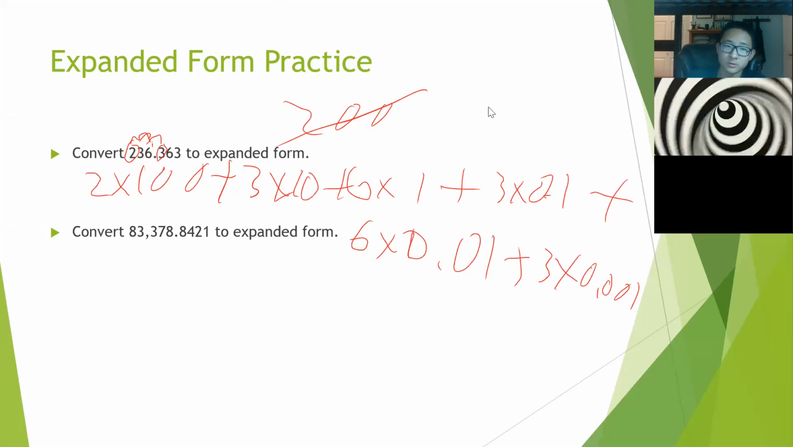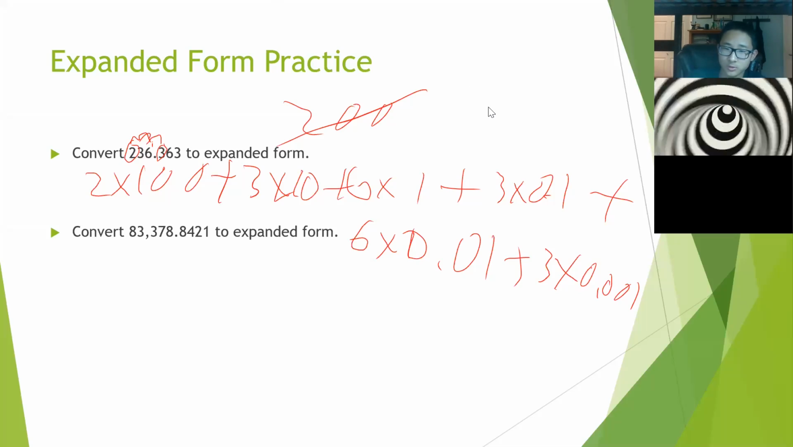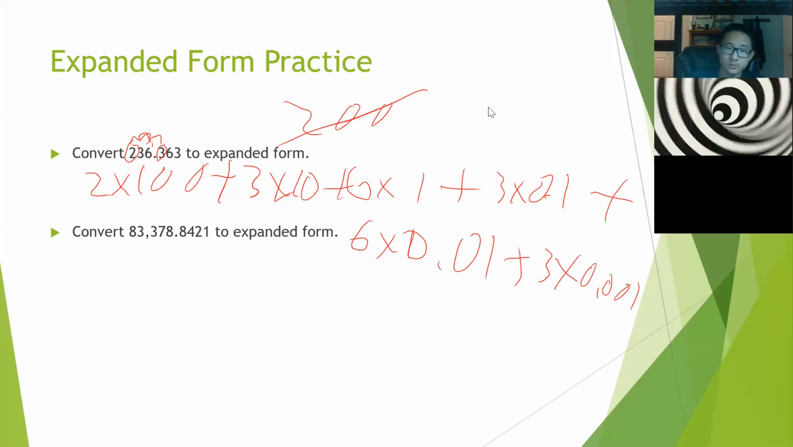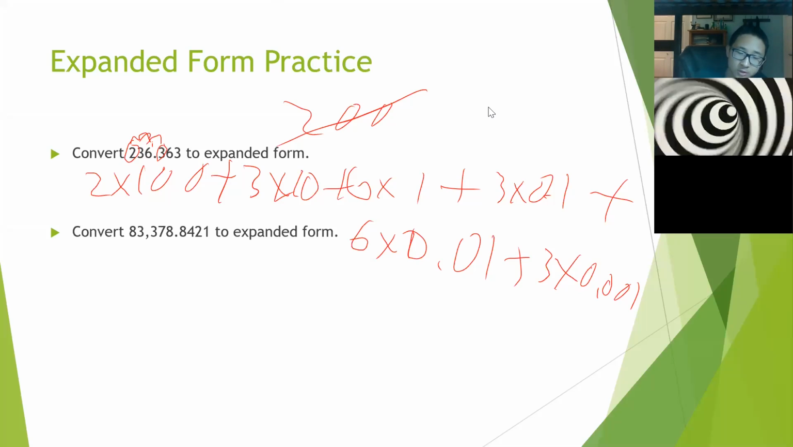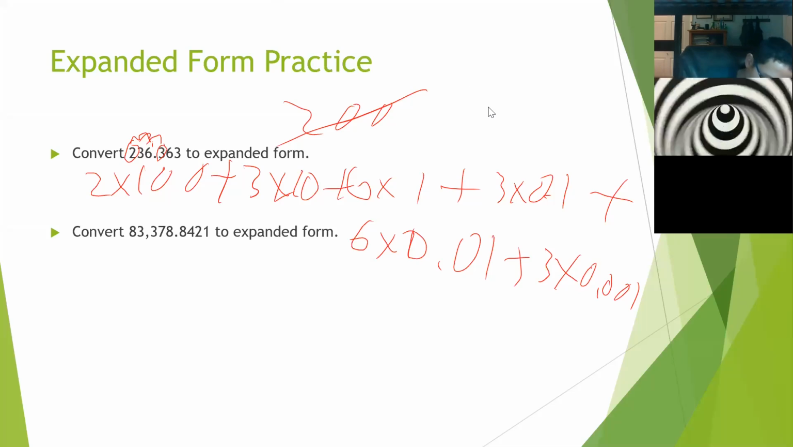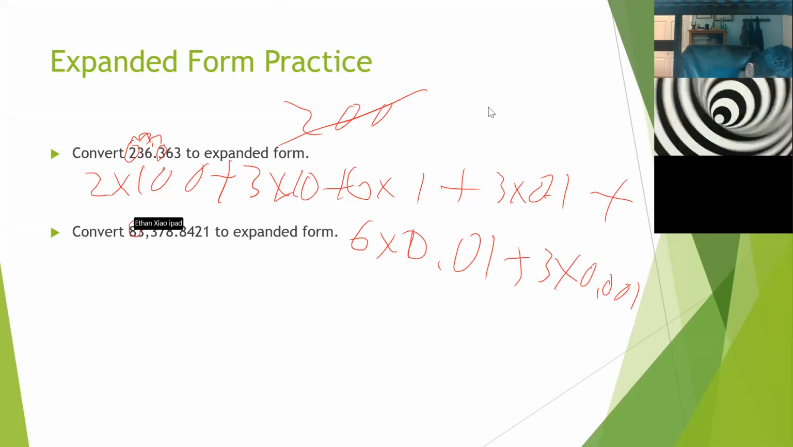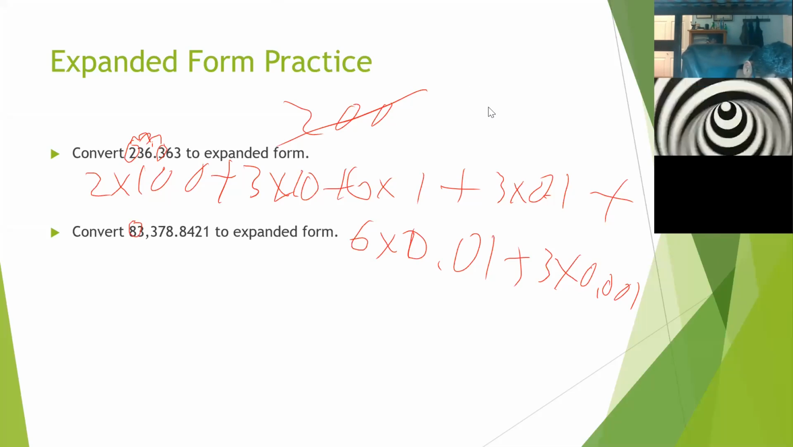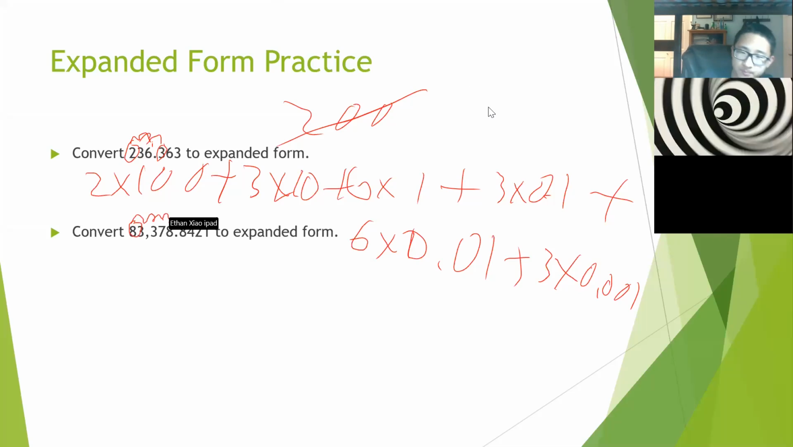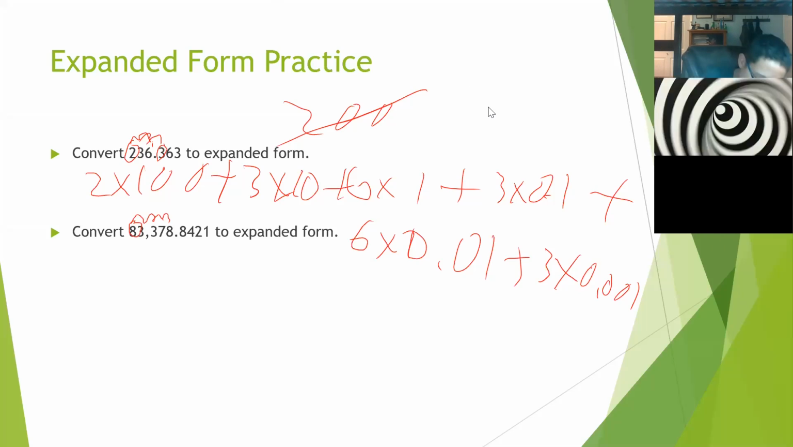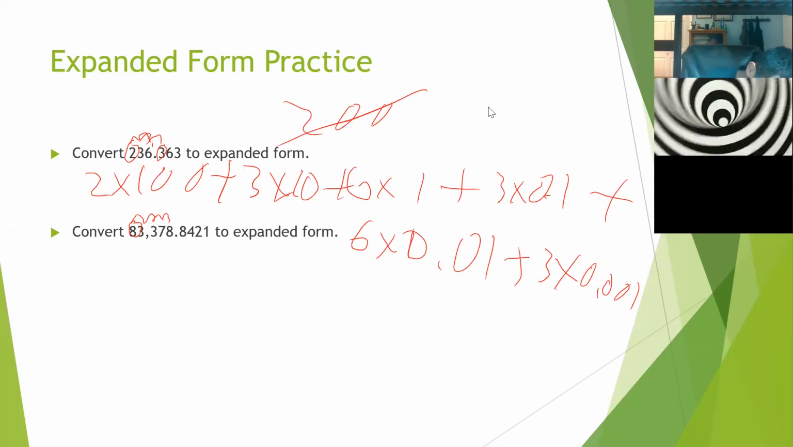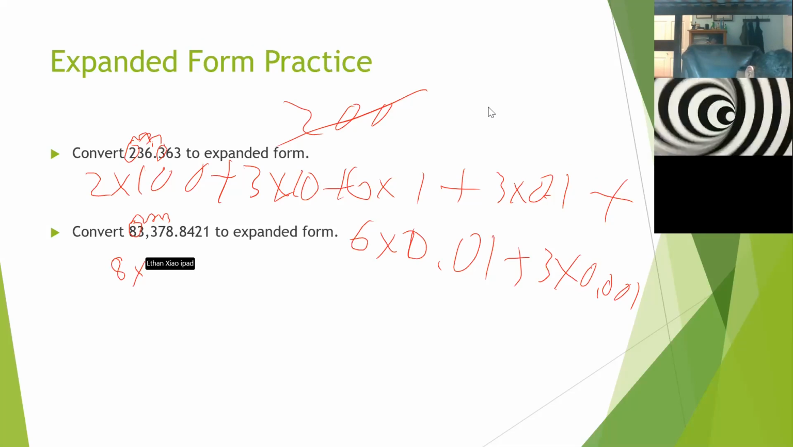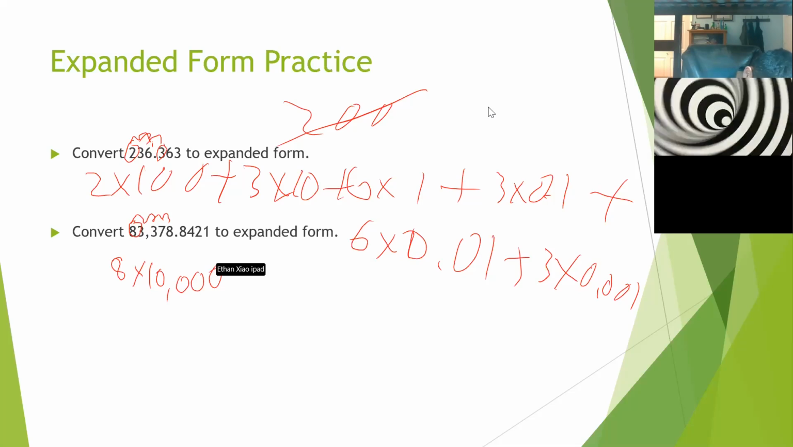All right, a lot of you are done with the second one now, so I'm going to do the second one. First we're going to look at the 8, which is in front. We want to find out the place value, and it's 1, 2, 3, 4 spaces away from the ones place. So that means it is the 10,000s place value. So I'm going to do 8 times 10,000.